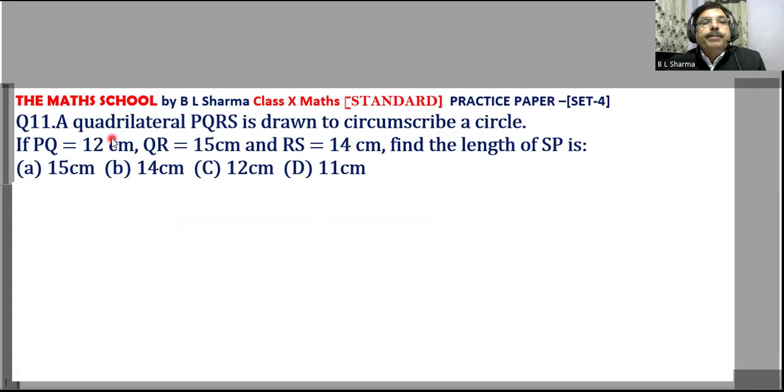A quadrilateral PQRS is drawn to circumscribe a circle. If PQ is 12 centimeter, QR is 15 centimeter, RS is 14 centimeter, find the length of SP. Let us visualize the question.